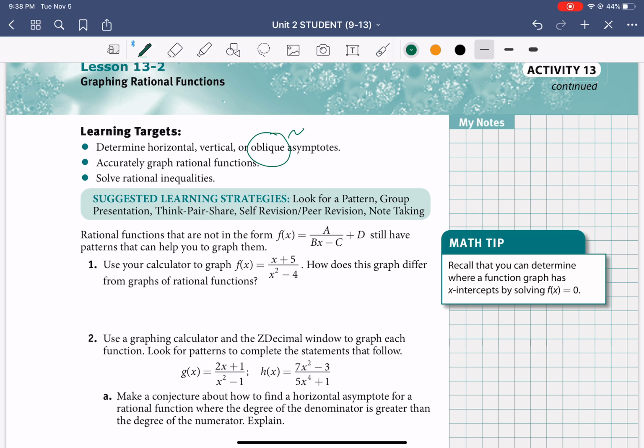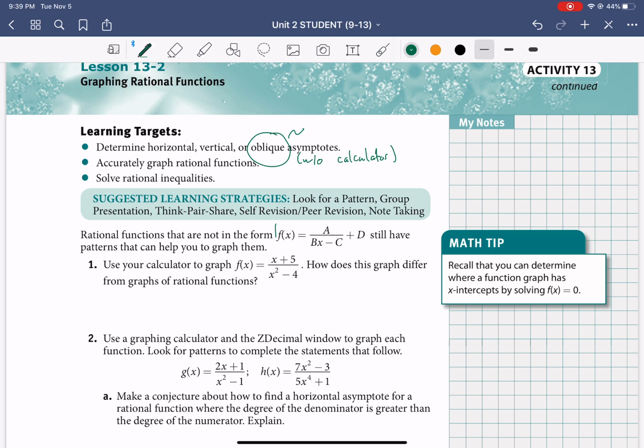We're going to accurately graph rational functions, and that means without a calculator. We'll talk about how to look at the function and make some graphs. And then we'll talk about a little bit how to solve rational equations. Solve rational inequalities, but that will be a lot more of 13.3.